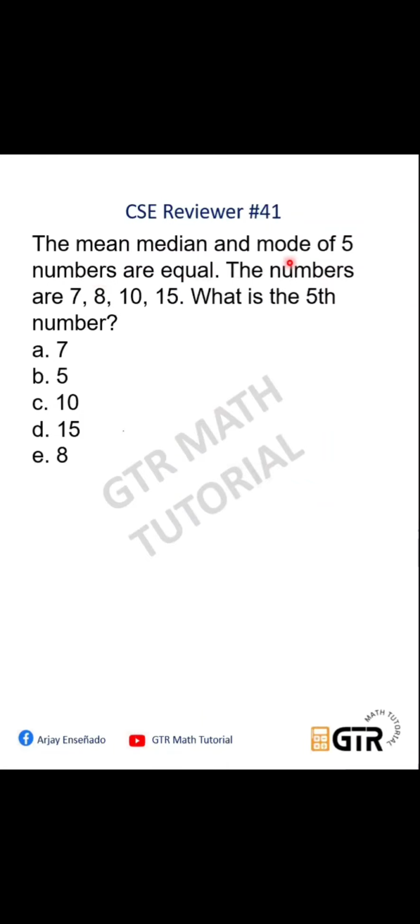The mean, median, and mode of 5 numbers are equal. The numbers are 7, 8, 10, and 15. What is the fifth number?